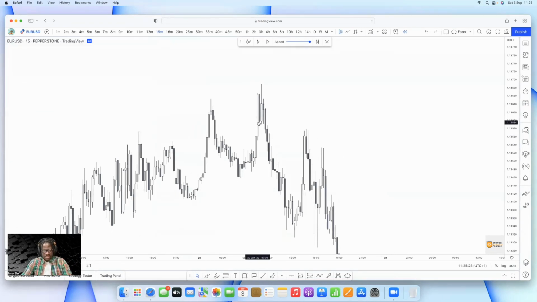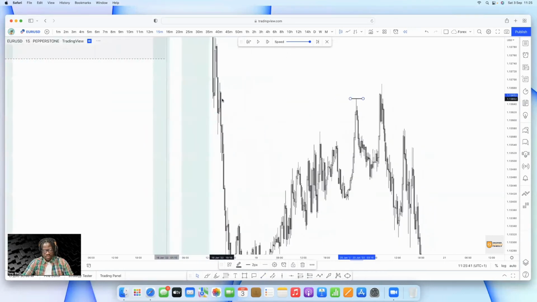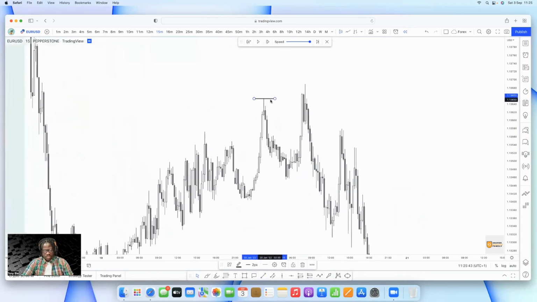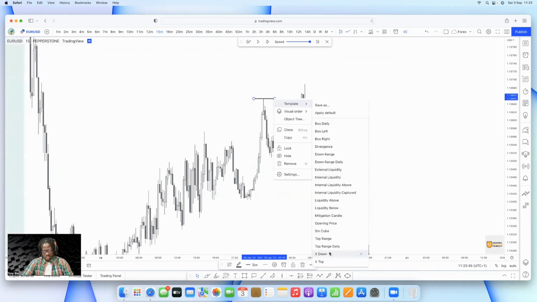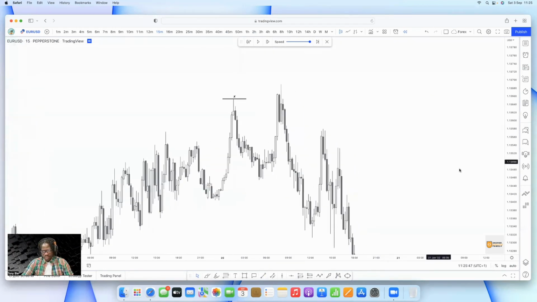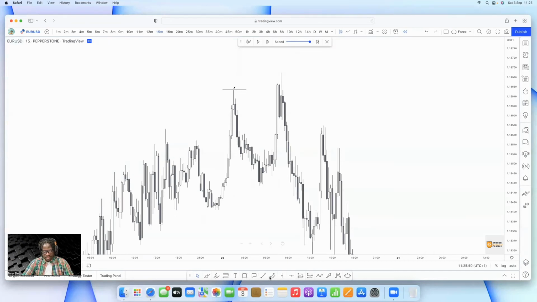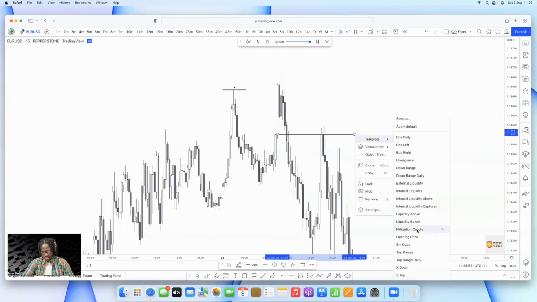Price is retesting maybe this up candle that took out this high, but this could be a mitigation candle because it captured liquidity, right? We had this liquidity here. Do we have any liquidity on the other side? No, just this one. So this high got captured. Which candle actually captured the high? It is this candle. So this can be the mitigation candle. You can see our price came back into it and then rejected to the downside. So this is the mitigation candle.